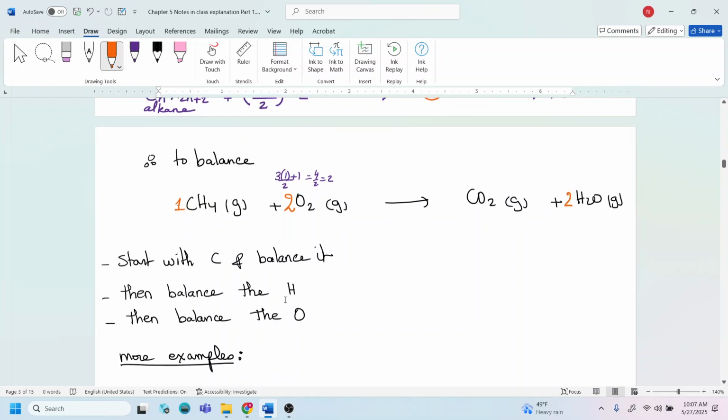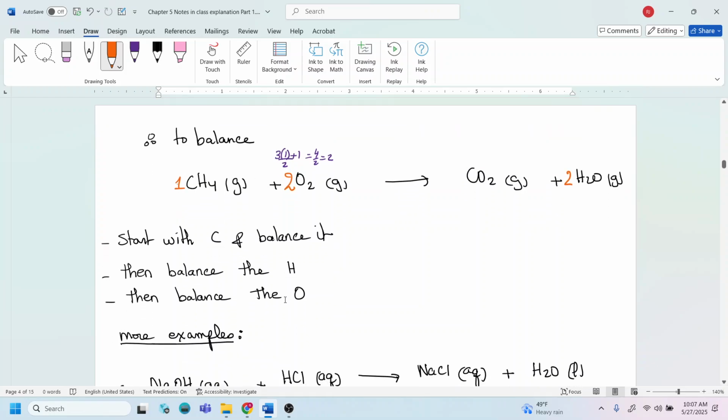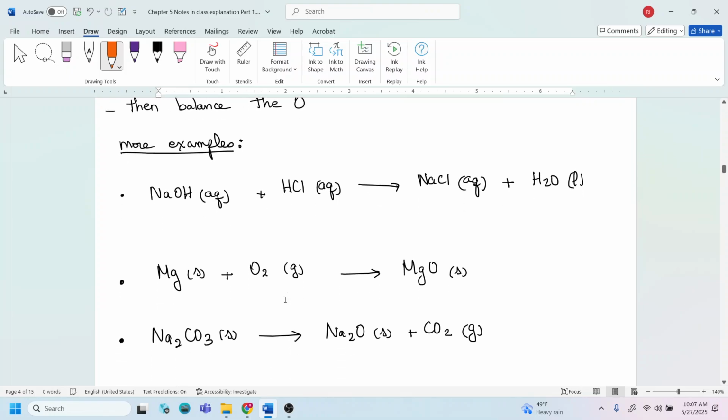So this is how you balance a chemical reaction. And in this particular case, it's called a combustion reaction. Let's have more examples. You can have a lot of different types of chemical reactions other than combustion reaction. Here, this is an example of an acid-base reaction. You don't need to know the type of the reaction to balance the equation.